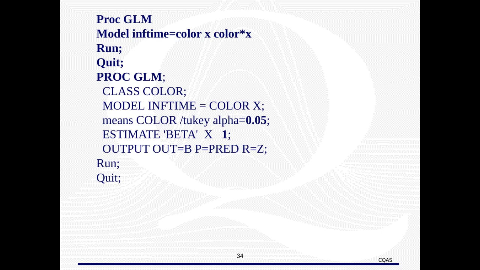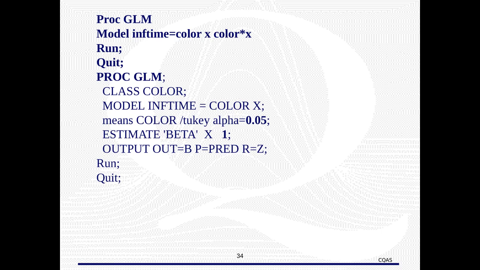We declare color as a categorical variable using the class statement, then model inflation time as a function of color and the continuous predictor. The means statement with the Tukey adjustment gives us pairwise comparisons among color groups at the 0.05 significance level. The estimate statement allows us to extract and test the slope parameter for the continuous variable. Finally, the output statement saves predicted values and residuals to a new dataset, which we can use for diagnostic checking.